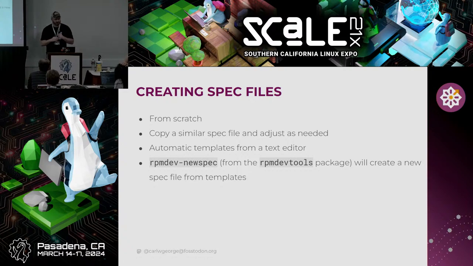So, creating spec files. You may want to create these from scratch. You could also copy a similar spec file and adjust as needed. That's real common. Some text editors have automatic templates. For example, if you use Vim and you just type vim foobar.spec, it'll inject a basic skeleton of an RPM spec file automatically. It understands the template. Other text editors have similar mechanisms.